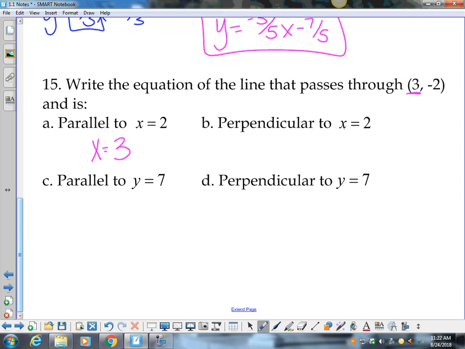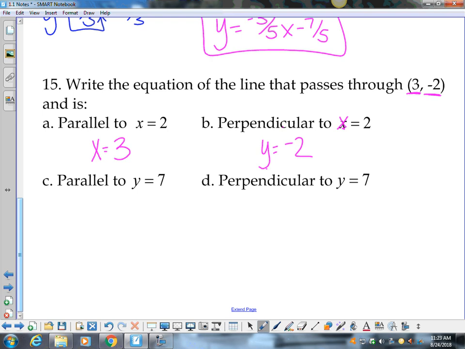Okay, now I want to be perpendicular. Well, if he's an x equals and I'm perpendicular, that's a vertical line. I'm going to be horizontal. Horizontal is y equals. A vertical and a horizontal line are perpendicular to each other. So again, if he's an x equals, he's a vertical line. So if I'm perpendicular, I want to be a horizontal line. So I'm going to be y equals. If I'm y equals, I am y equals the y value of my point. It is that simple.